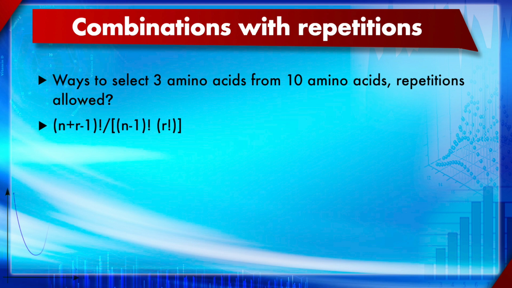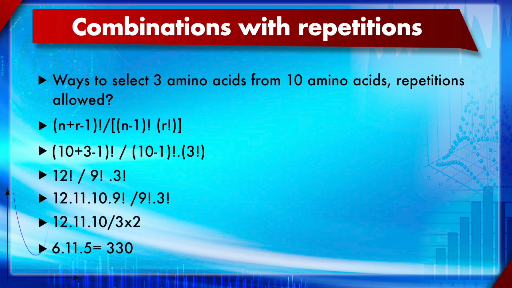So the formula is (n + r − 1)! divided by (n − 1)! multiplied by r!. So (n + r − 1) factorial divided by (n − 1) factorial multiplied by r factorial. You can plug into this equation to get the answer, which is 330. So that is how to solve this kind of equation, quite simple.